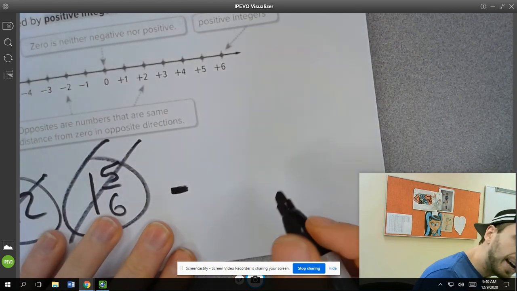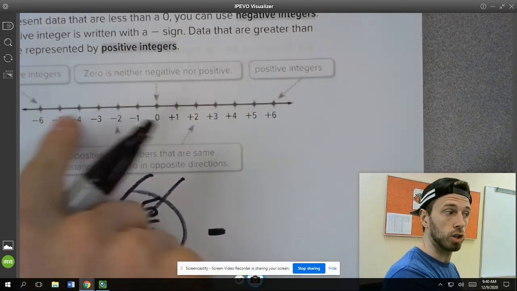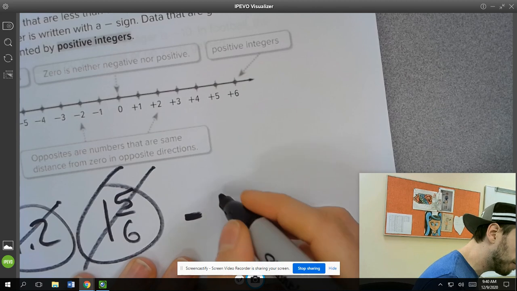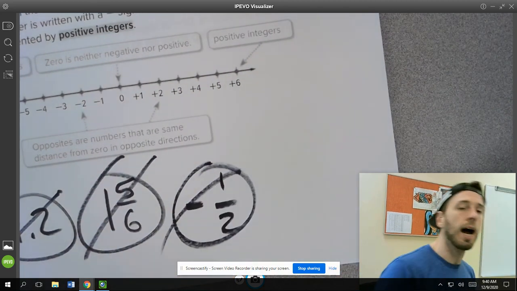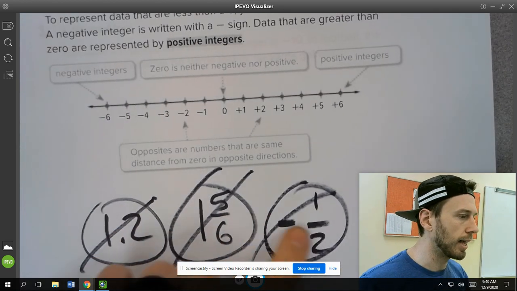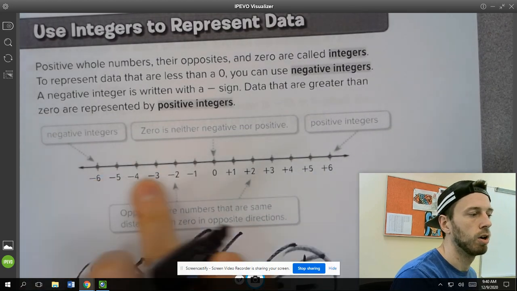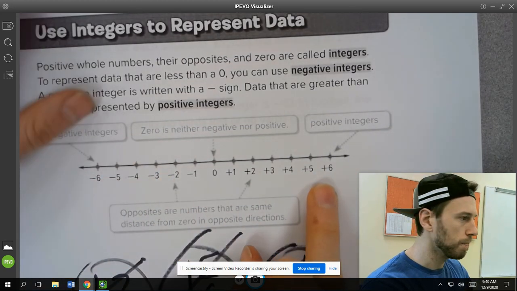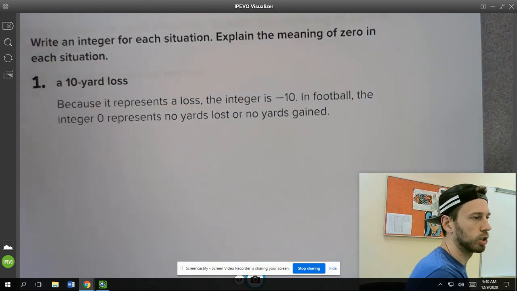How about negative? Because Mr. Scheider, you said the negatives are integers, right? How about negative 1/2? How about that? No, it's not, because it's a fraction. No decimals or fractions or anything like that are considered integers. Just positive and negative whole numbers. Okay? So, let's talk about the types of questions we're going to be having today.